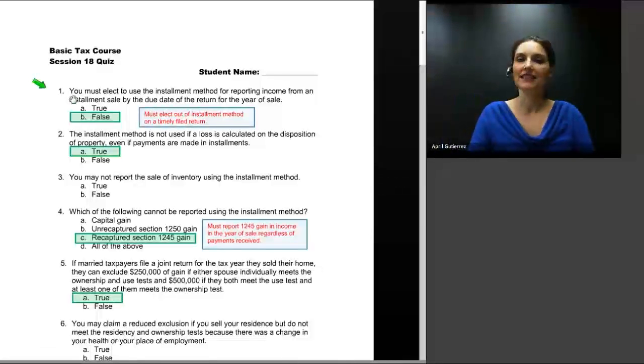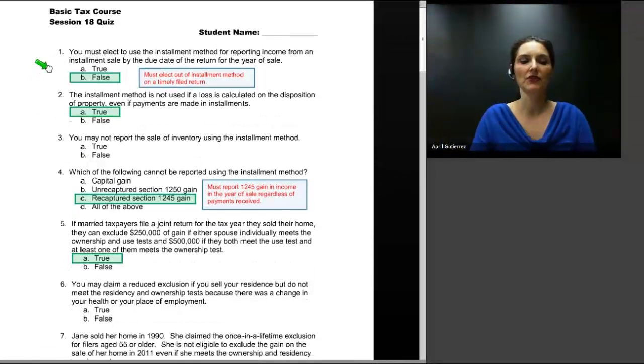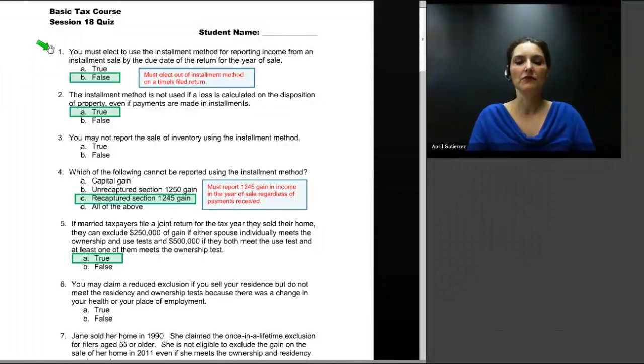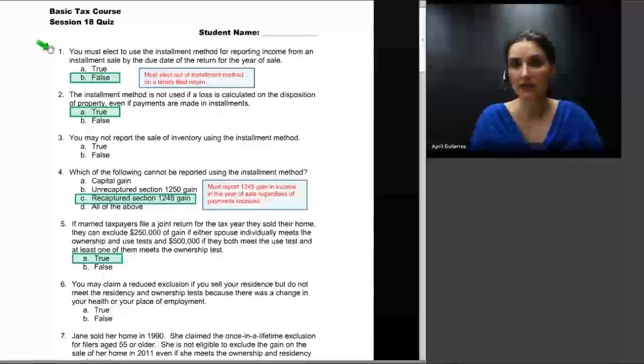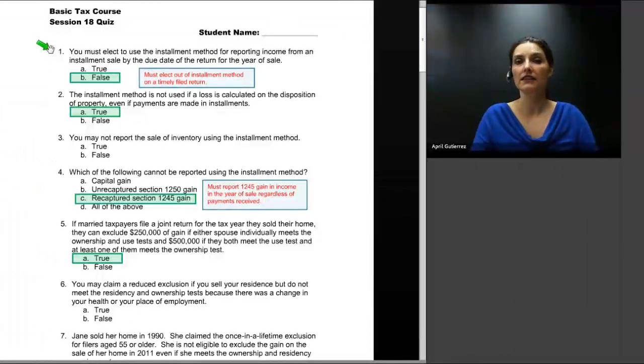I have the Session 18 quiz up on the screen in front of you, and the first most frequently missed question is question number 1. You must elect to use the installment method for reporting income from an installment sale by the due date of the return for the year of sale. No. The installment method is automatic. If you do not want to use the installment method, you must elect out on a timely filed return. If you fail to file on time, the installment method is mandatory and not optional. So that is why question number 1 is false.